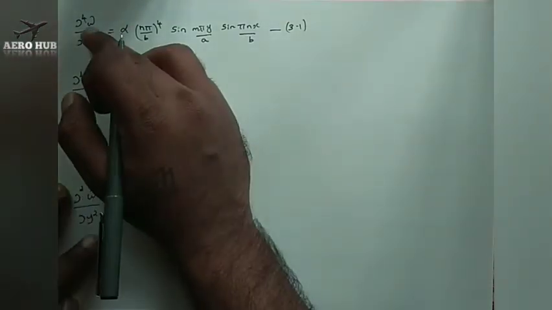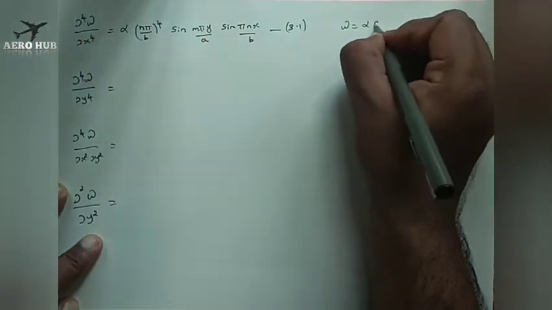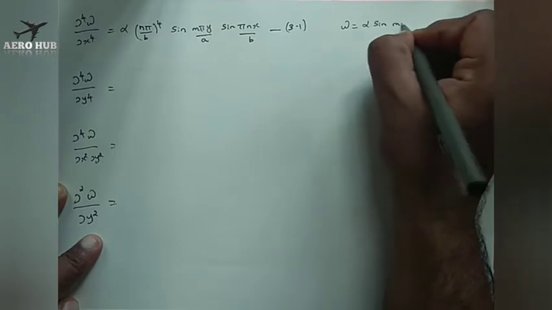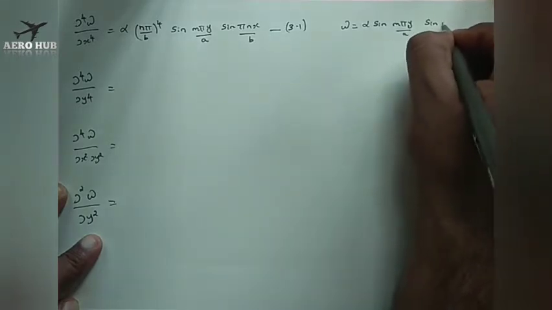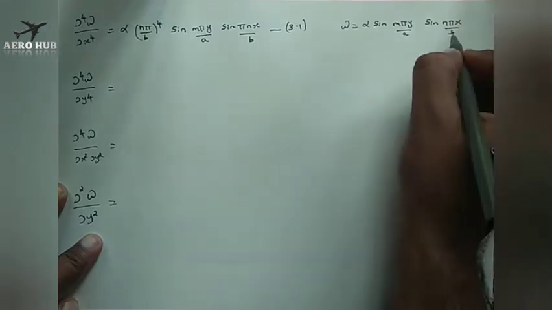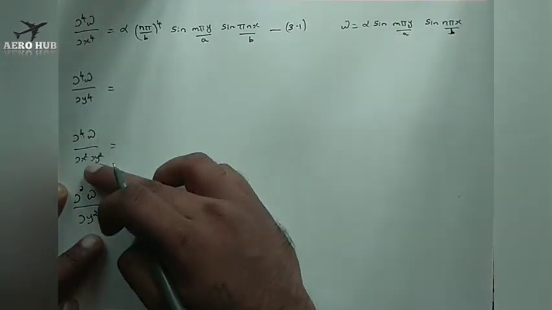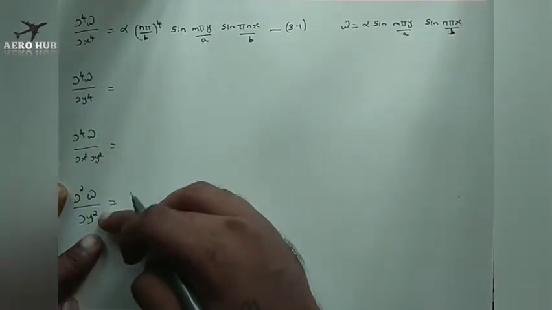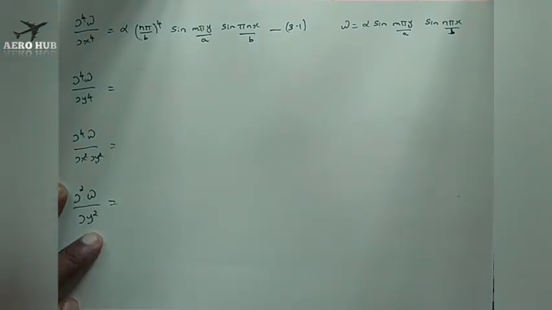The equation of omega is already given. Omega is nothing but α sin(mπy/a) sin(nπx/b). This is the value of omega. You have to just differentiate this equation 4 times with respect to y, here 2 times with respect to x and y, and here 2 times with respect to y. Just try it on your own and I will be writing the answer now.